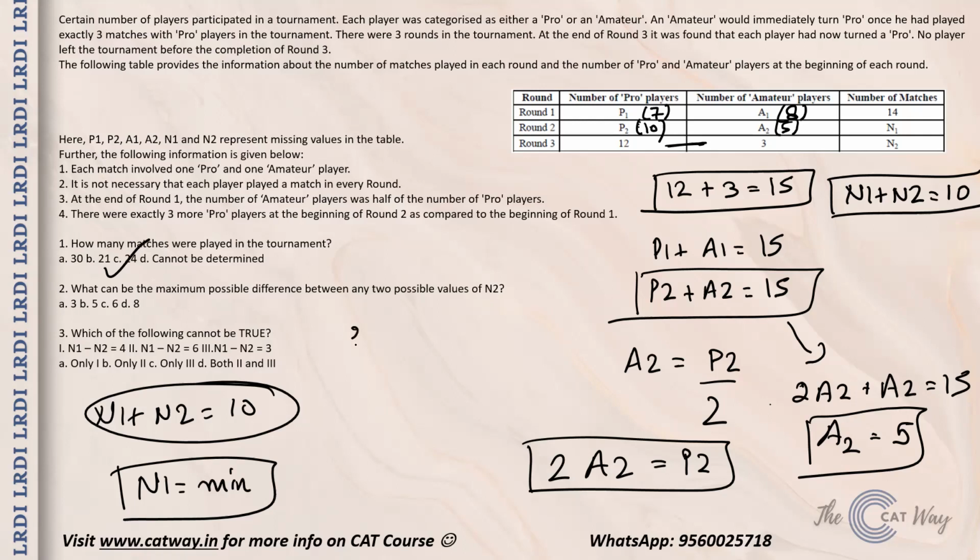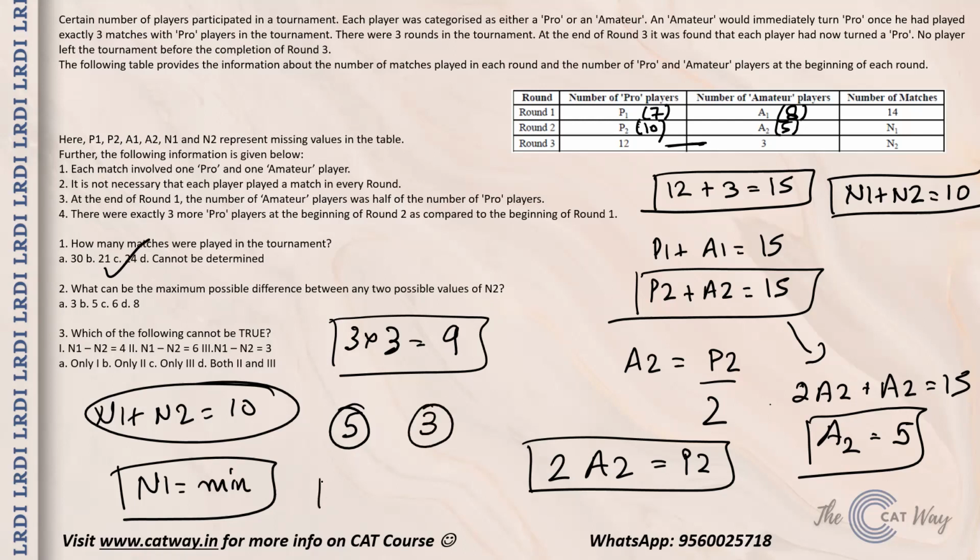That means all those 3 players must have played 3 matches each. So those 3 players have played 9 matches. That means you are left with 5 matches for the other 5 players. Now, because you have to minimize the number of matches in round 2, and you have to take 2 people from round 2 coming into round 3 as pro, out of these 5 matches, let's say that there were 3 players who played these 5 matches. One player played 2 of them, another player also played 2 of them, and a third player played just a single match.